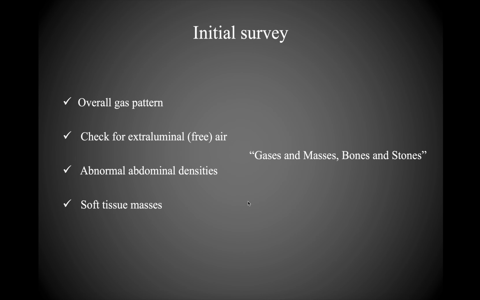You're also going to look for abnormal abdominal densities, so those are going to be the masses that I mentioned in the gases and masses. Same thing with soft tissue masses. You'll look for concretions and stuff of that nature. There's also potentially, with abnormal densities, stones, so kidney stones, gallbladder stones, etc.